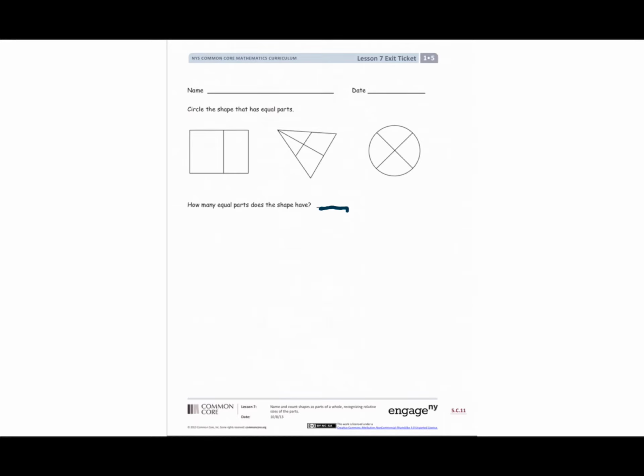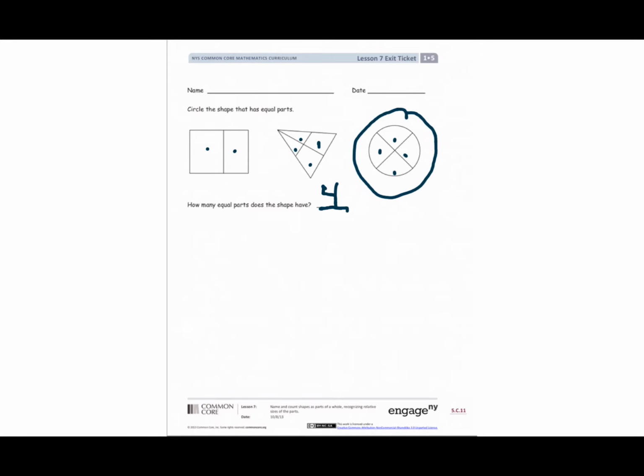Okay, boys and girls, the shape that has equal parts is not this one here, because this part is bigger than that part, so they're not equal. The next shape has 4 parts, but they're not equal. They're all different. And the last shape, this circle, has 4 equal parts. And on the line here, I'm going to write down that this shape has 4 equal parts.